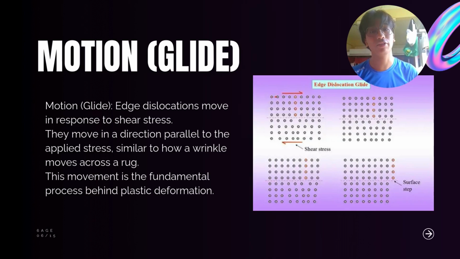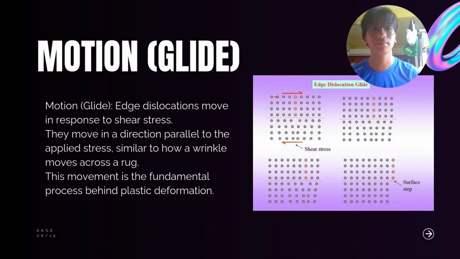Finally, motion or glide. It is the edge defect moving in response to shear stress. They move in a direction parallel to the applied stress, similar to how a wrinkle moves across a rug. This movement is the fundamental process behind plastic deformation. That's all from me. I will now pass the time to screw defects.